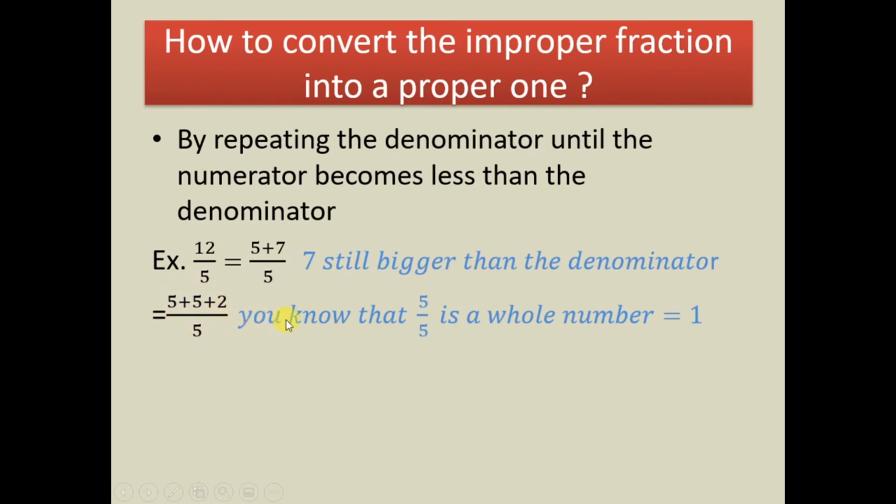So, you know that 5 over 5 is called a whole number and it equals 1. So this 5 over 5 is equal to 1 and this 5 over 5 is equal to 1. So now I convert each part into a whole number. So 5 over 5 is equal to 1, 5 over 5 is equal to 1, and finally 2 over 5 is a proper fraction. So the number in all is equal to 2 2/5, and that's a new mixed number.